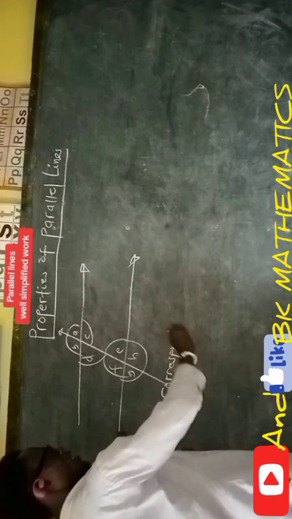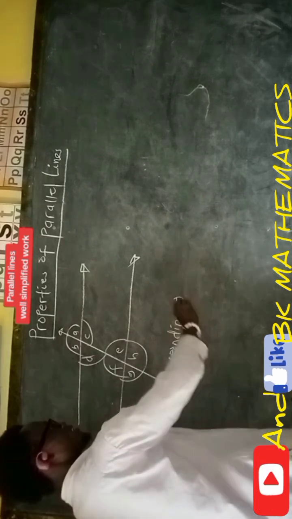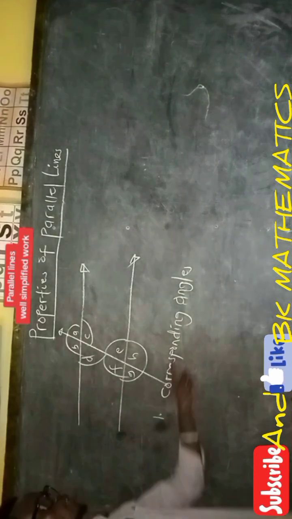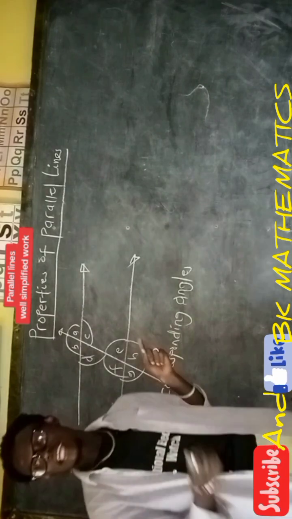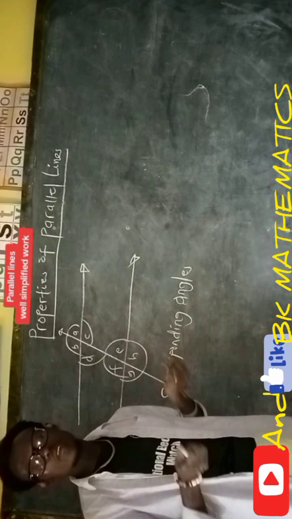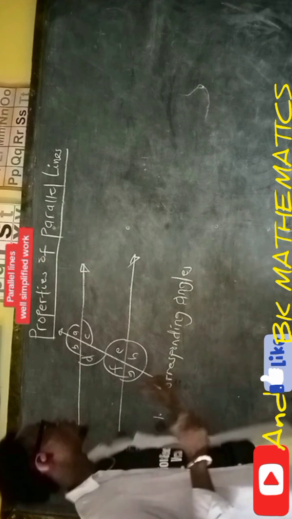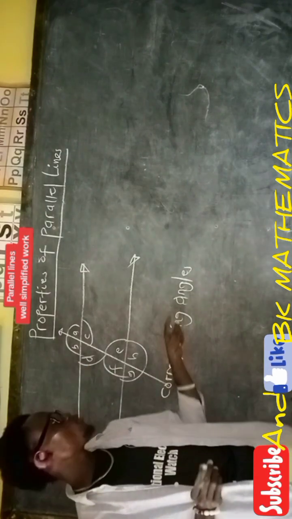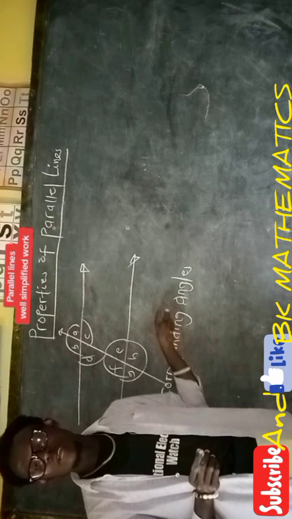corresponding angles. That's the first thing that we have to learn. When we say corresponding angles, we say they are angles that are equal. They are also called the top-based angles for this parallel diagram. Remember, they are angles that are equal. They are also called the top-based angles.